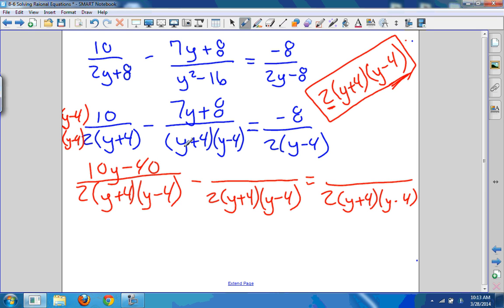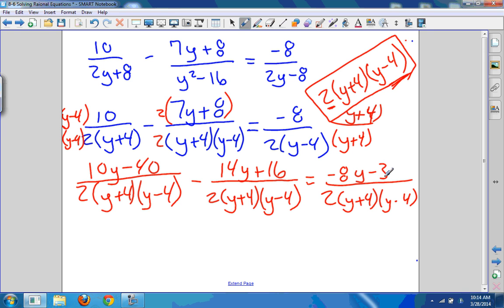This is missing a 2. So I'm going to multiply it by 2 over 2. So I'll end up with 14y plus 16. And the last one is missing a y plus 4. That's over y plus 4. So we get negative 8y minus 32.